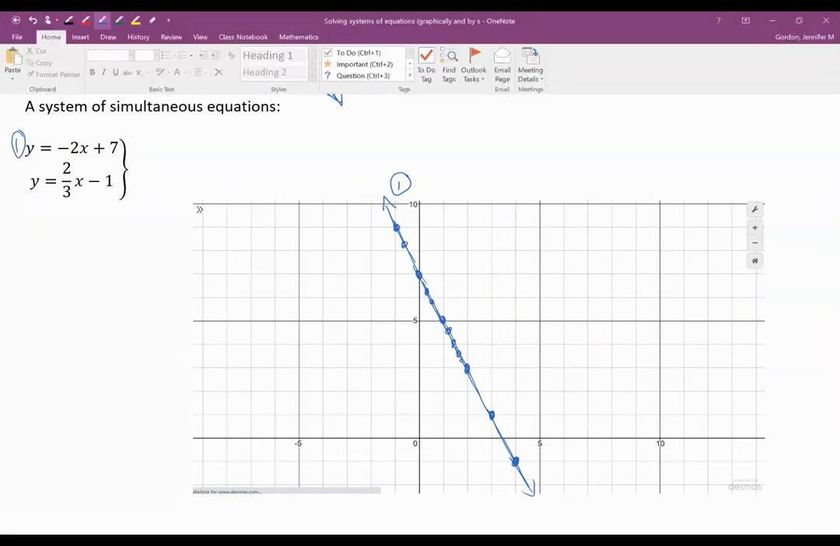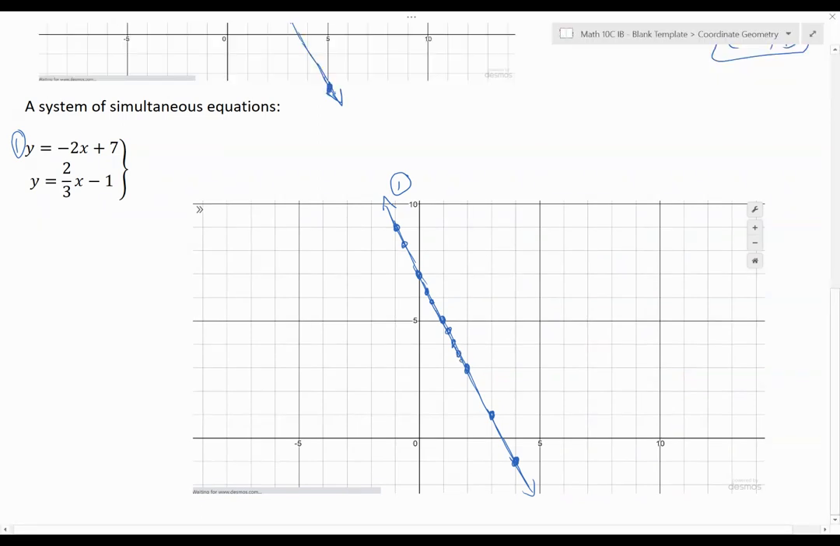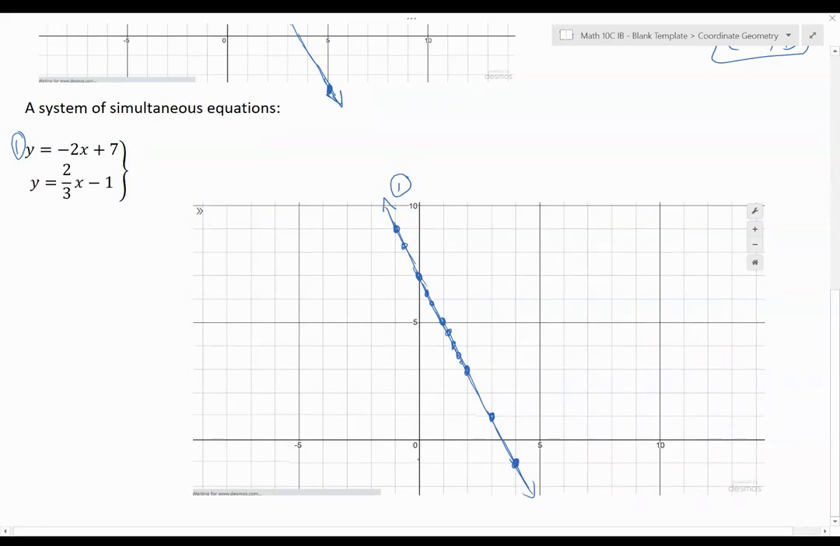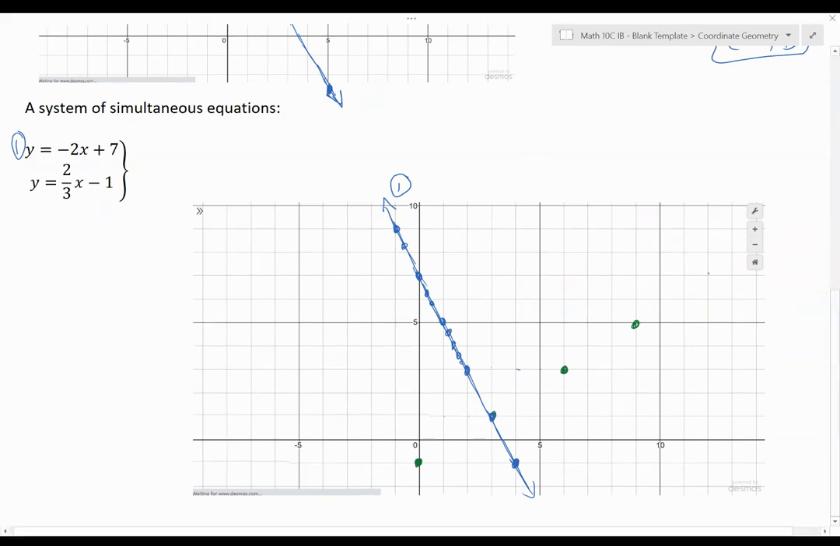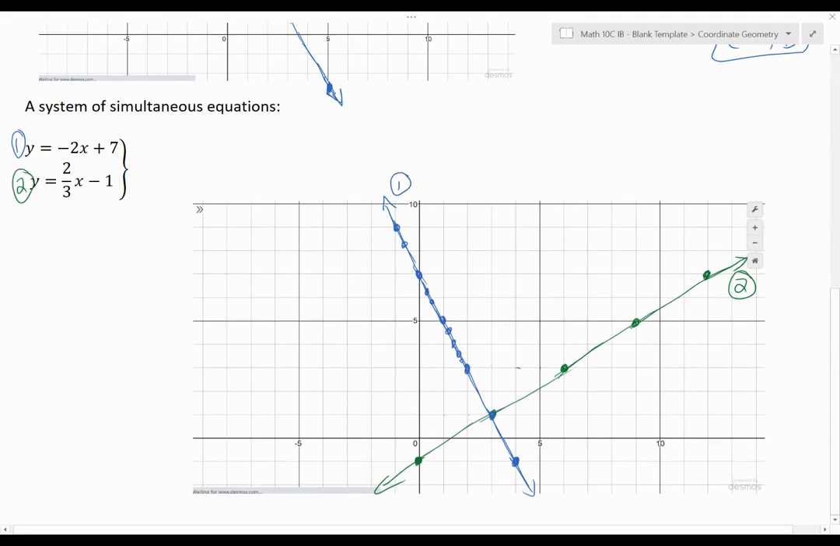This second line I'm going to draw in green. I know its y-intercept is negative 1, so that's here. And it has a slope of 2/3, so that means I go up 2 and over 3, up 2 and over 3, and so on. And I now have a series of points, all of which are solutions to that second equation, which I am going to very logically call equation 2.